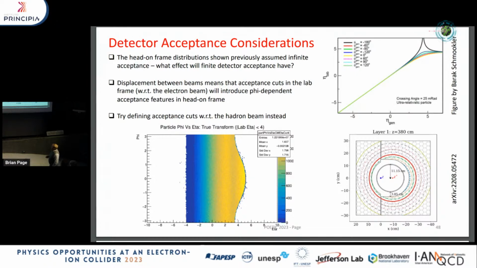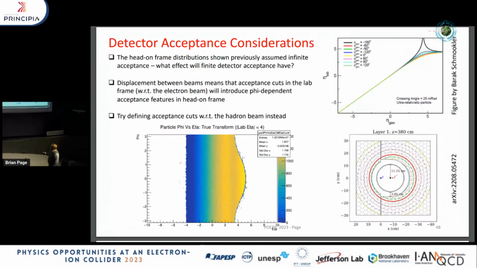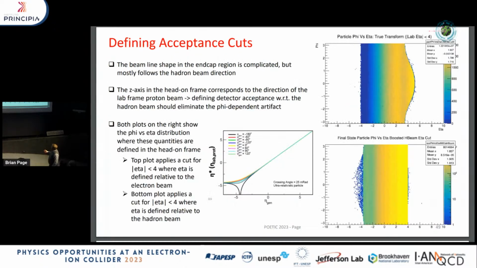Just a quick word on acceptances here. So what I showed before, I assume that I can detect all particles that are thrown out. The cut matters a little bit. Basically, instead of cutting along the electron beam, you want to cut on a fiducial volume centered around the proton beam, and so doing that again alleviates this bump that you see.